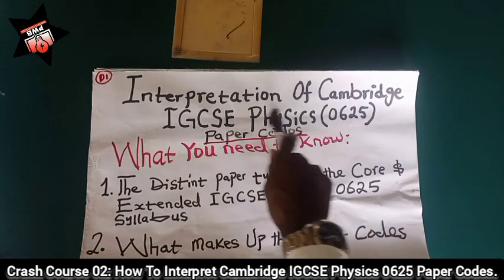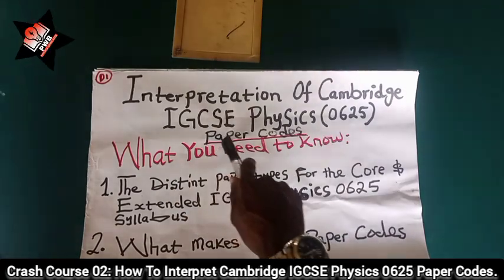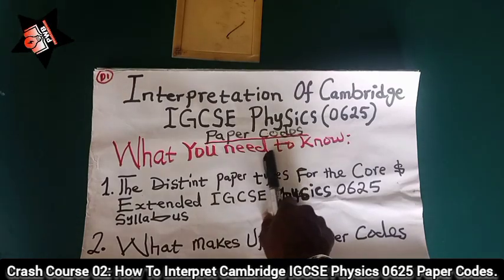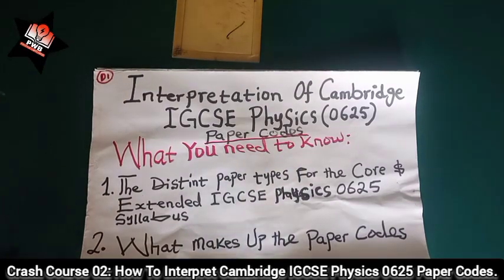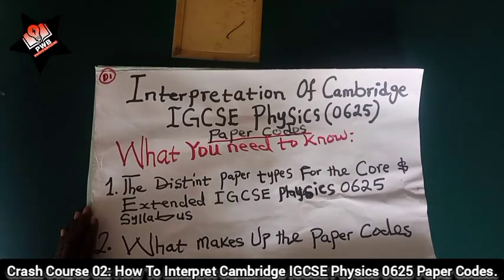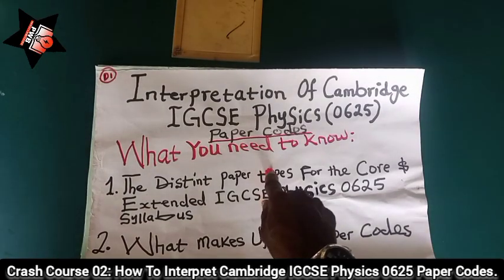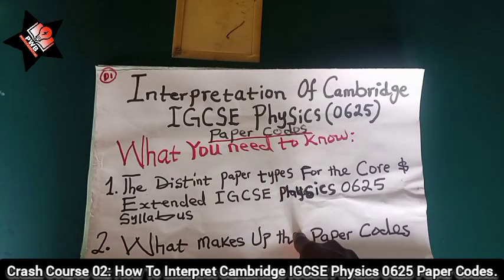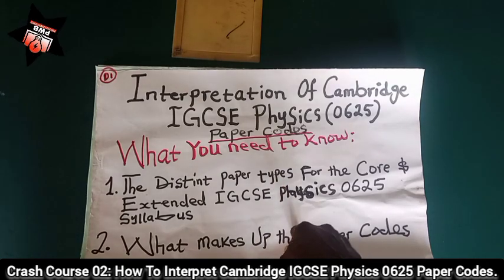So without wasting much time, let us go straight to the business of the day. Interpretation of Cambridge IGCSE Physics 0625 paper codes. I told us earlier that this is very important. You need this knowledge to get an A star in your Cambridge IGCSE Physics 0625.